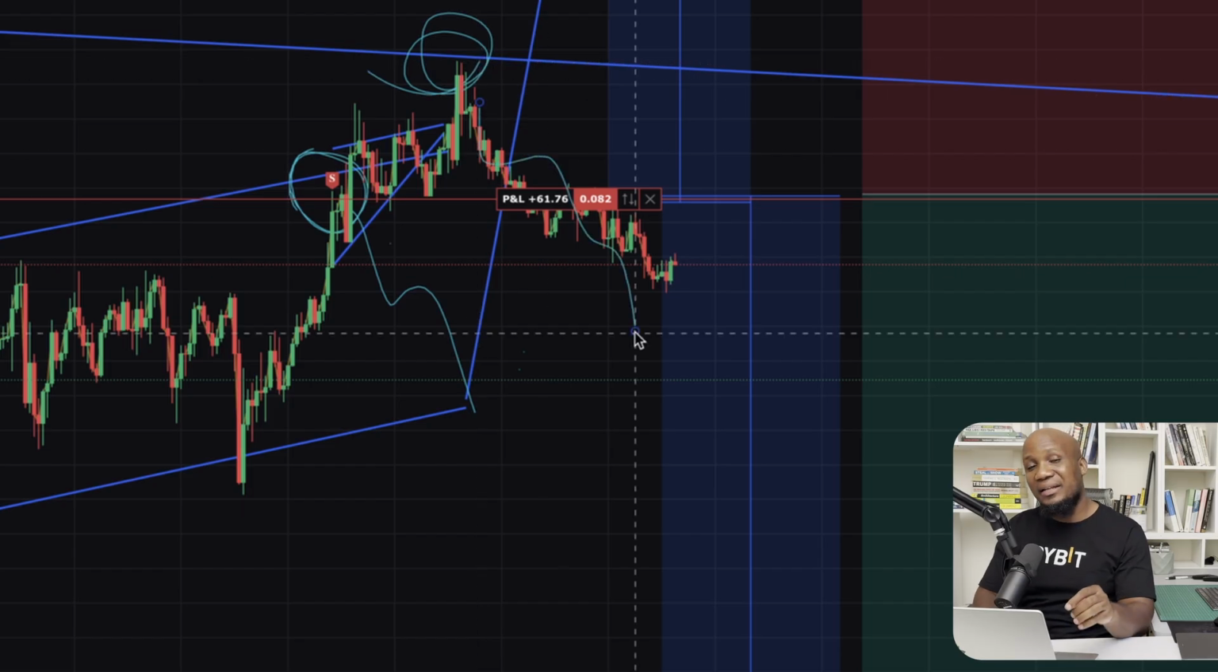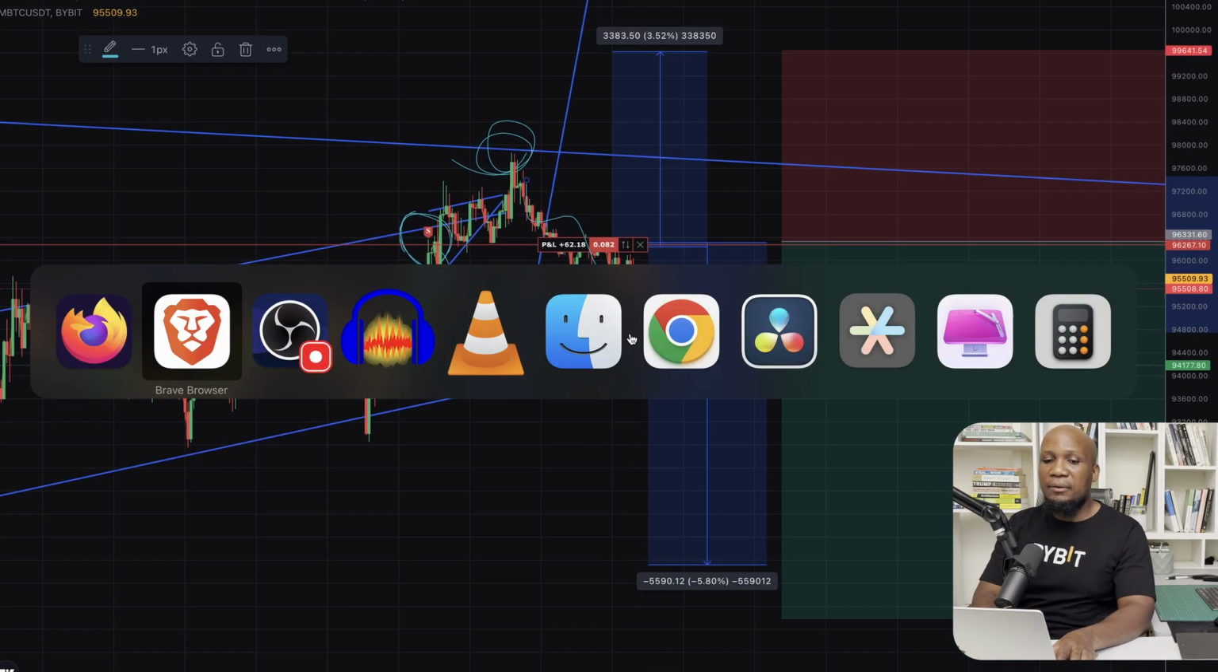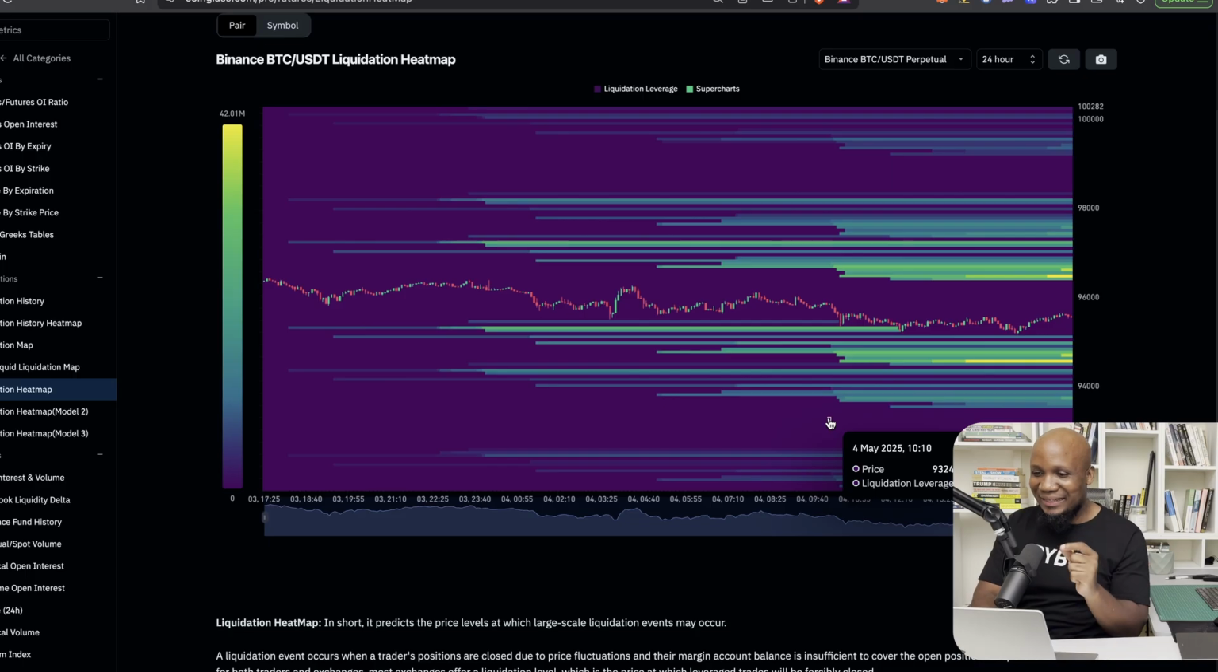Now, how did I know that 97,000 was a key level, or rather the maximum level we can reach before coming back down? It's very simple. I was using this indicator, the liquidation heat map. Ladies and gentlemen, this indicator is very accurate. If you do not ignore the information that I'm going to be giving you in this video, you will become successful in most of your trades.